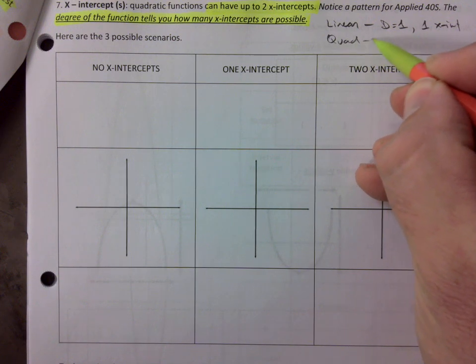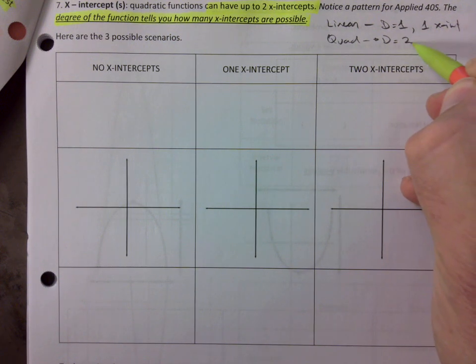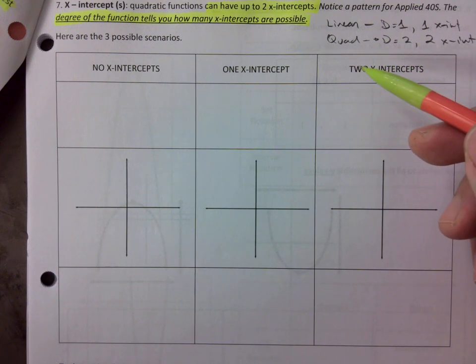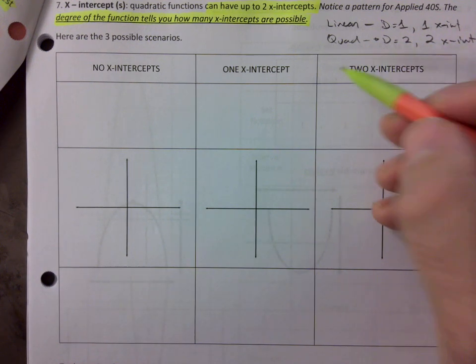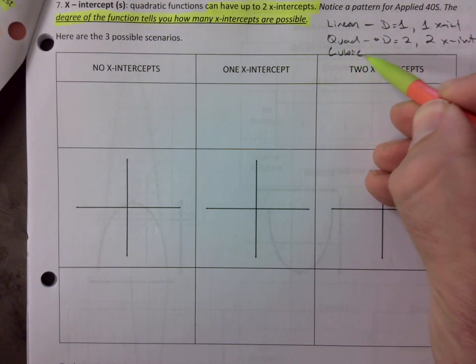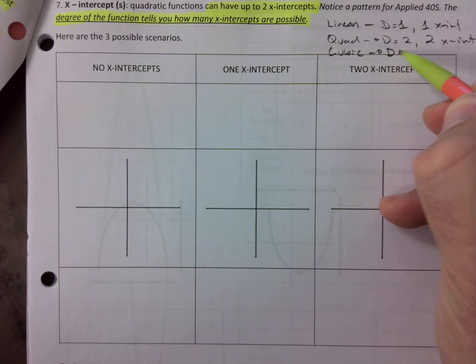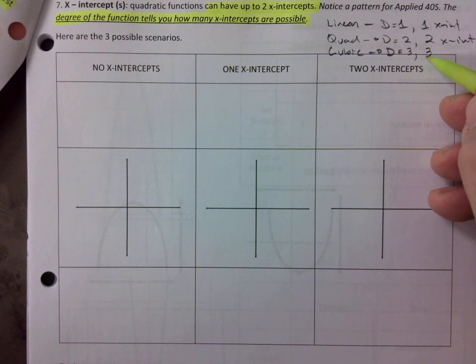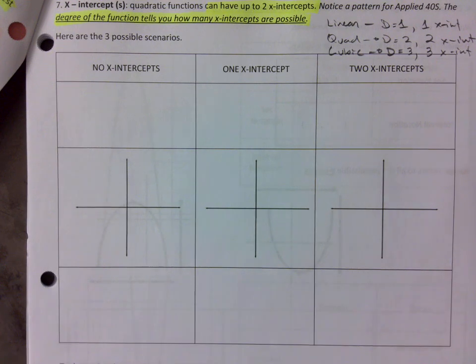Quadratic, what's the degree of that? 2. 2 x-intercepts are possible. What's the cubic again? Cubic, this is next year. What's the degree of a cubic? How many x-intercepts? 3 possible. It doesn't mean it will always have 3. It just tells you that that's how many are possible. Okay.